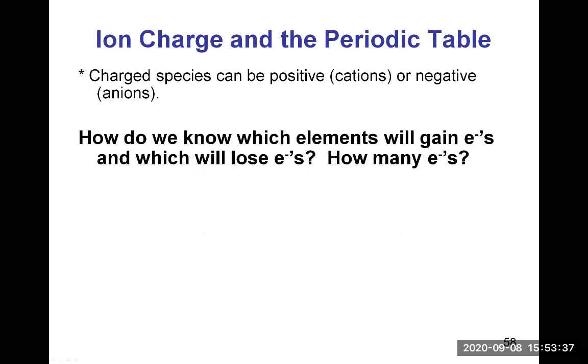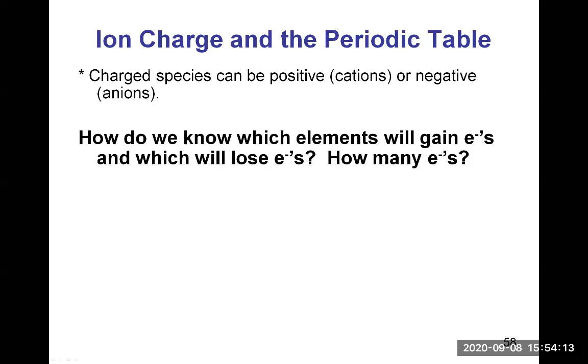So, ion charge and the periodic table. Remember that charged species can be positive or negative, right? Cations or anions. So how do we know which elements will gain electrons and which elements will lose electrons? And how many electrons will they gain or lose? The periodic table is a powerful tool that gives you all these properties of metals and non-metals, and the names of groups because of similar properties.